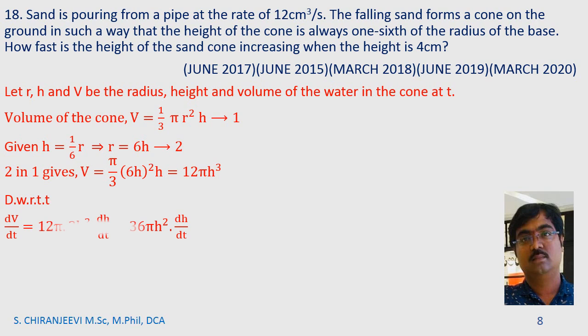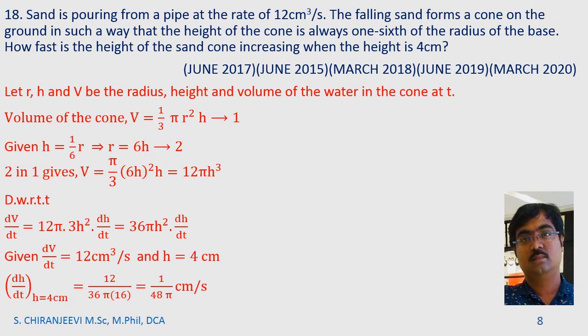Differentiating with respect to t, dV/dt equals 12 pi into differentiation of H cube is 3H square into dH/dt. So it will be 36 pi H square dH/dt. So given dV/dt is 12 centimeter cube per second and the value of H is 4 centimeter. Now substituting and simplifying, we get dH/dt equals 12 divided by 36 pi, H is 4 square which is 16. So 12 ones are 12, threes are, 3 into 16 will become 48 pi. 1 by 48 pi centimeter per second.